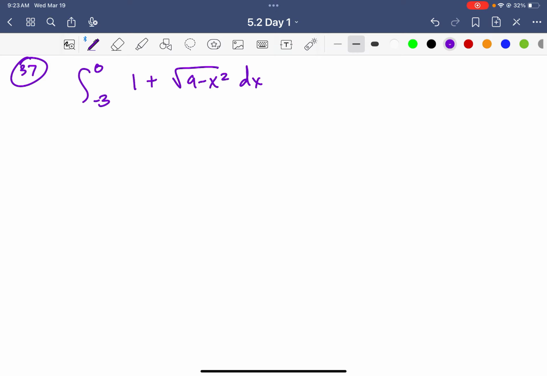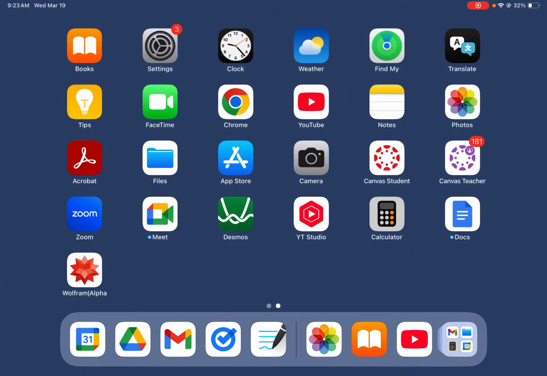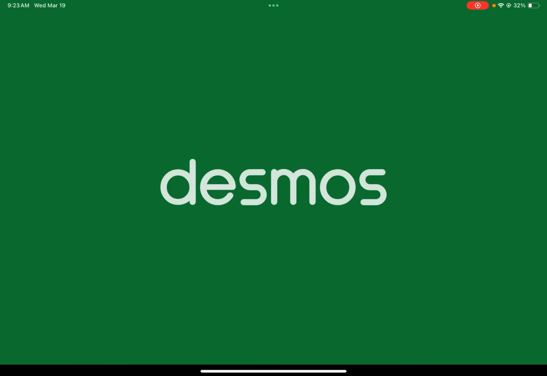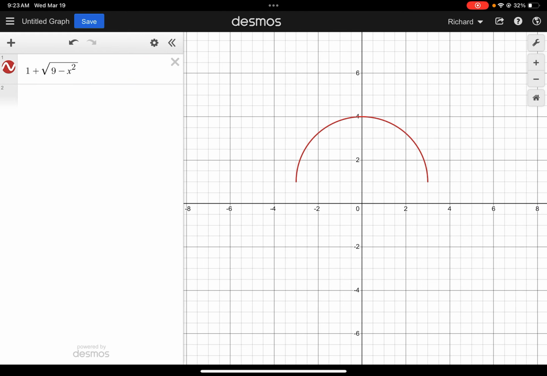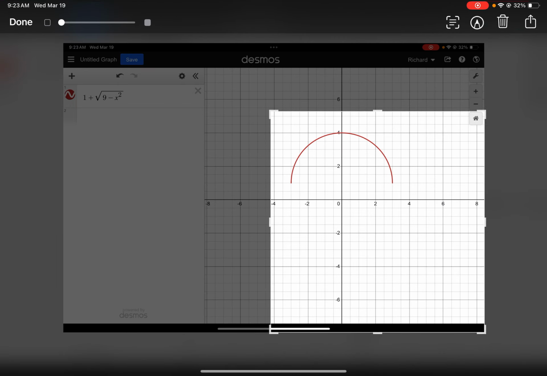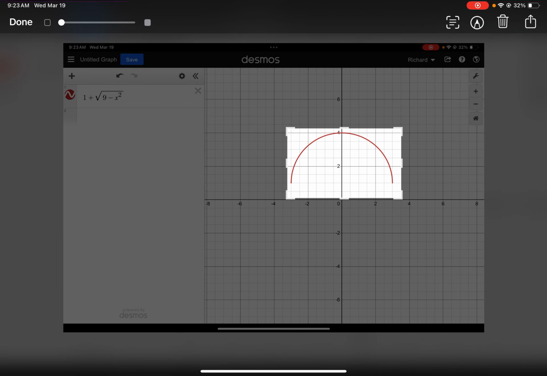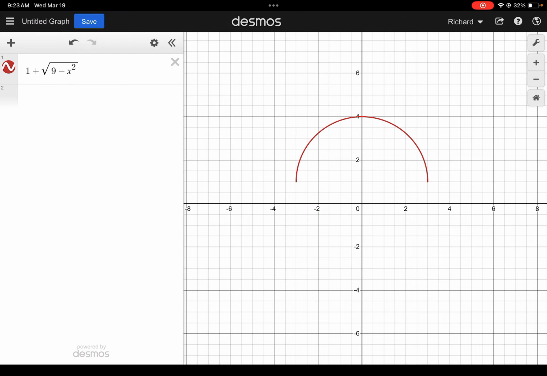So if we didn't know, we could go here, and if we look at our old buddy Desmos, I can say I want 1 plus the square root of 9 minus x squared. And let's see if we can't reason our way to what this thing is. Do you see that if I look at this, it's trying to tell me that I have a circle that's been pushed up. Try that one time. Here, let me crop it the way it needs to be before I paste it. Done. Copy, delete.